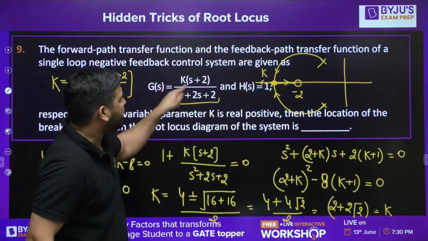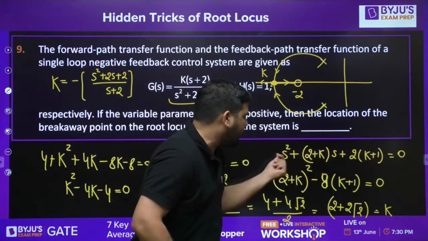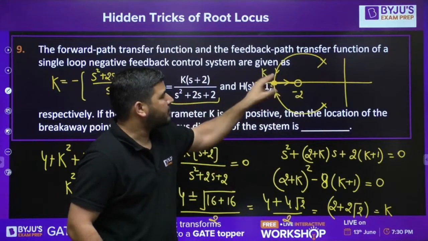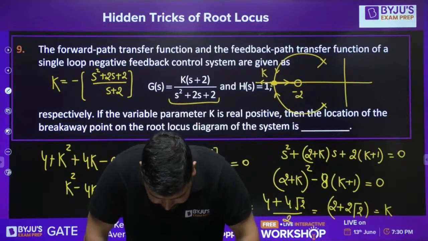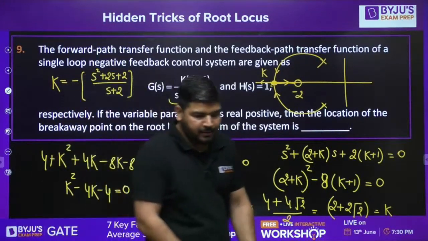So I calculate the discriminant b square minus 4ac and calculate the k value. Once you get this k value, put it here in this equation and calculate the s value. You will get this location, breakaway or break in. Is it clear, everyone? Have you understood it? Say, everyone, tell me.